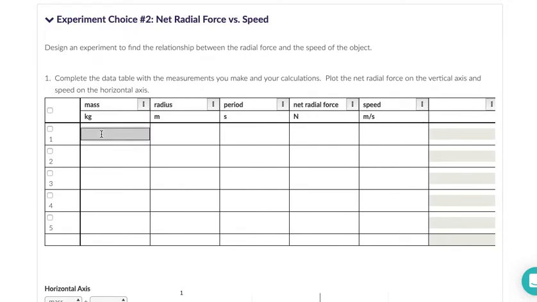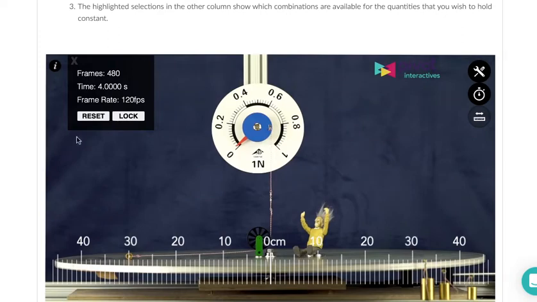So our 20 grams is to be put in kilograms, so that's 0.020 kilograms. The radius was 30 centimeters, or 0.3 meters. The period, the amount of time it took to go around, was 4 seconds, and we'll have to go up and find that radial net force.